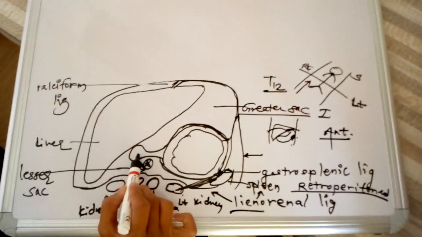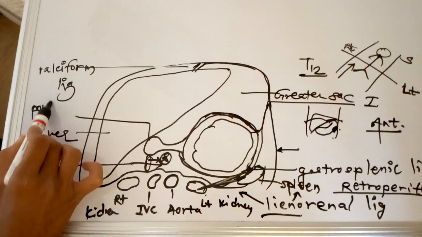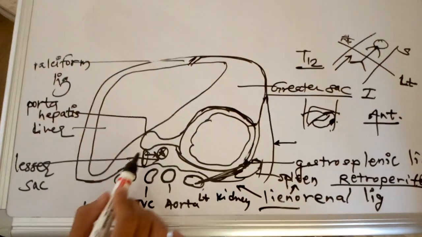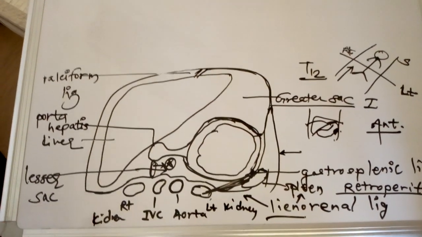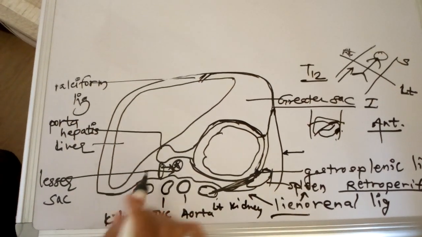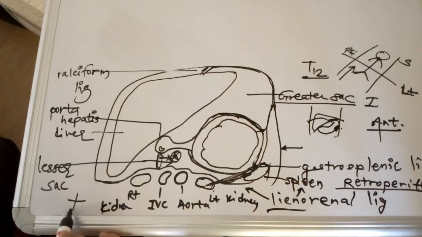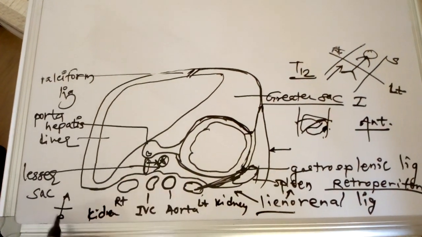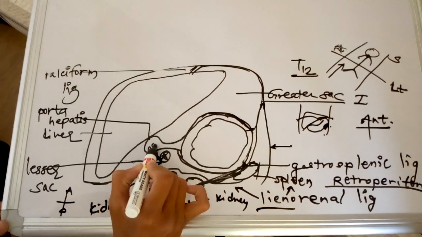And now this part is called the porta hepatis. It is not an opening, it is the gateway for all the veins, ducts and arteries which go inside the liver. So the sequence is, this is the posterior aspect and this is the anterior aspect of the patient. From posterior to anterior, it is the vein, then the artery, and then the duct.